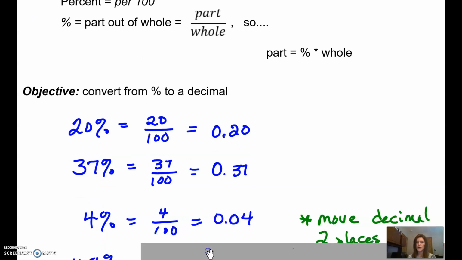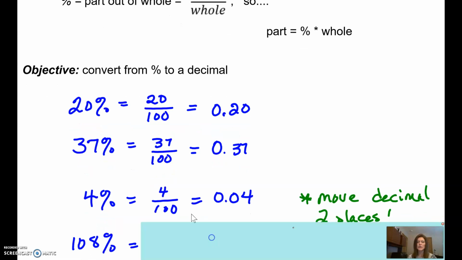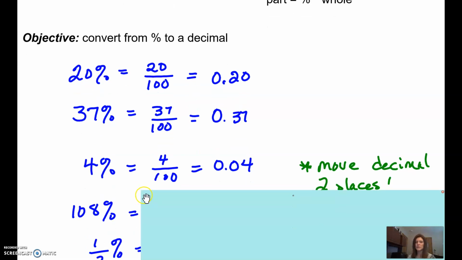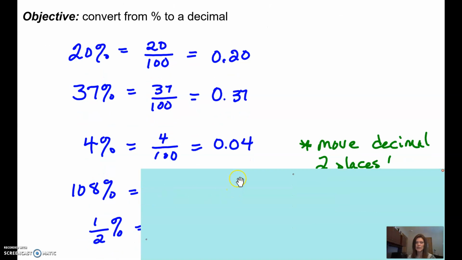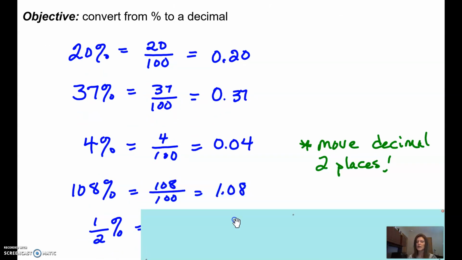4%, 4 out of 100. So in this case, when you start right here next to the 4 and you move it back 2 places, you come up with 0.04. So very important to remember that you're moving 2 places when you're getting a percent. Now, a couple somewhat odd ones. 108%. Well, that would be 108 per 100. Moving the decimal twice, we actually end up with 1.08.